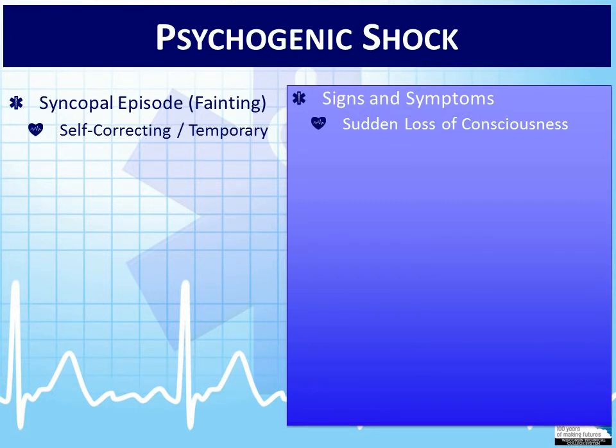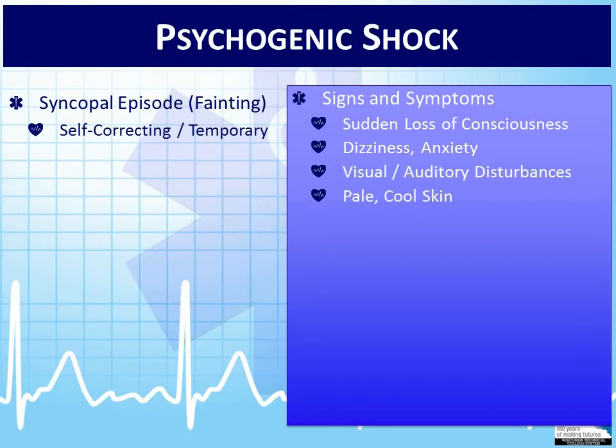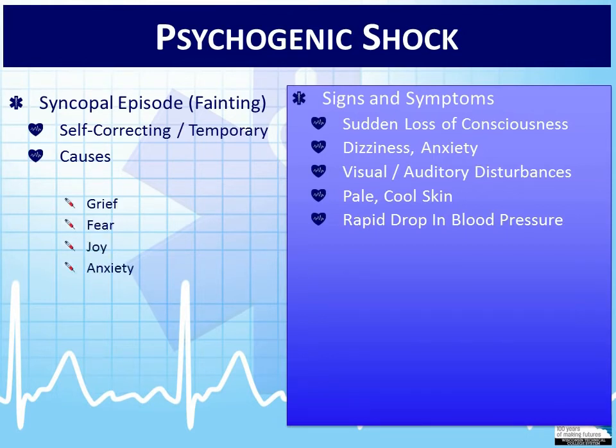or something less drastic such as dizziness, anxiety, loss of vision, or loss of hearing. Pallor, diaphoresis, thready pulse, and low blood pressure may also be present. Some common causes of psychogenic syncope include grief, fear, joy, anxiety, or any other overwhelming emotional response.